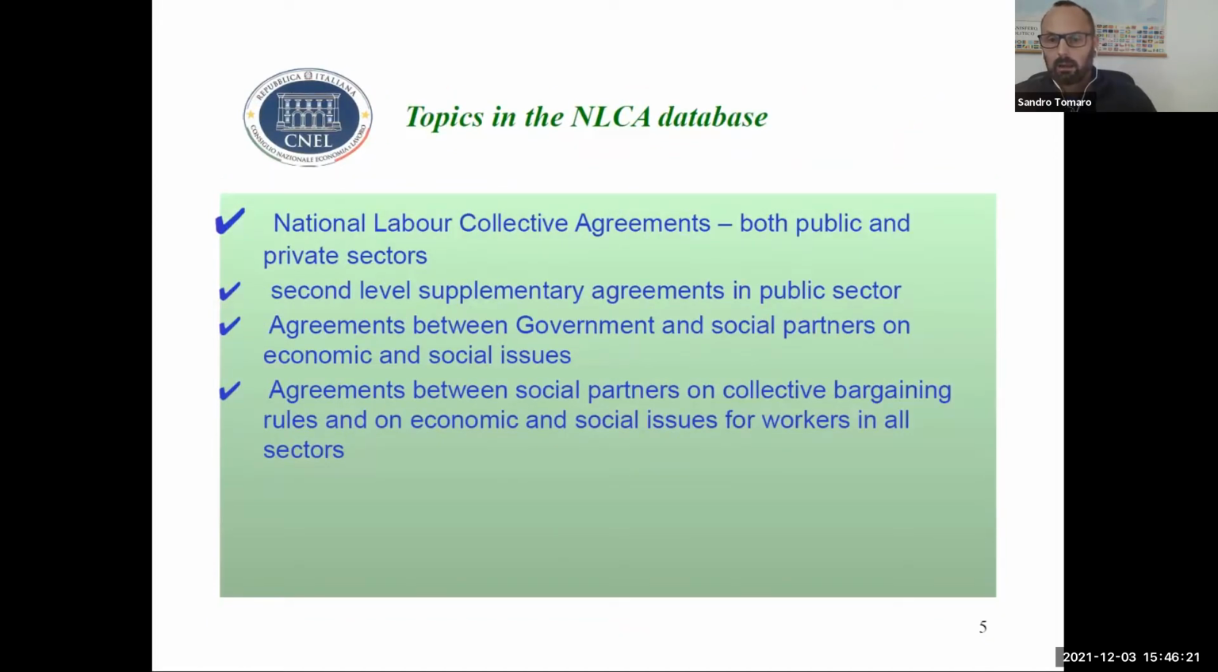What can you find in our database? You can find national agreements, both for public and private sectors. Then you can find second-level agreements only for public sectors. Then you can find agreements between government and social partners on regulating some economic and social issues. And then you can find agreements among social partners, so bipartite and tripartite agreements. Next page.